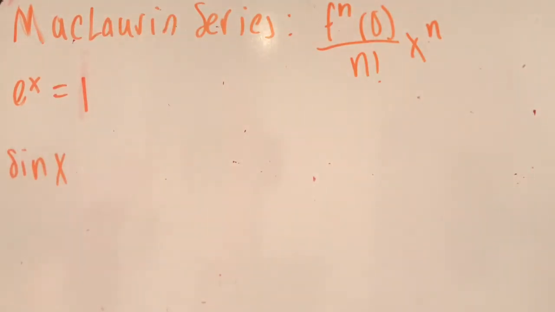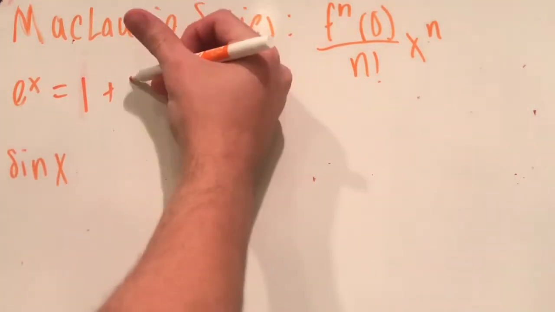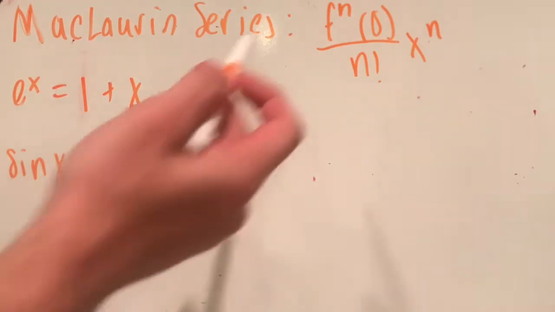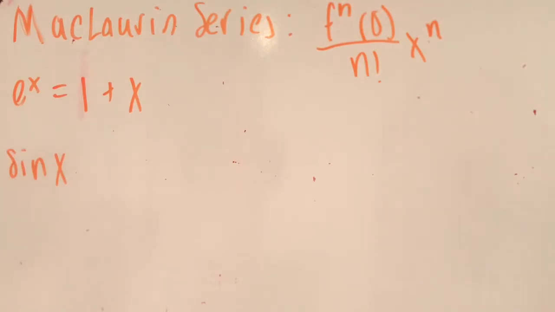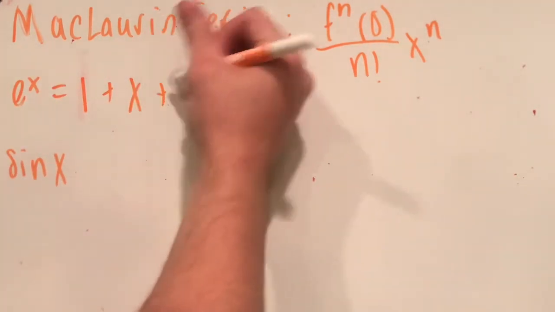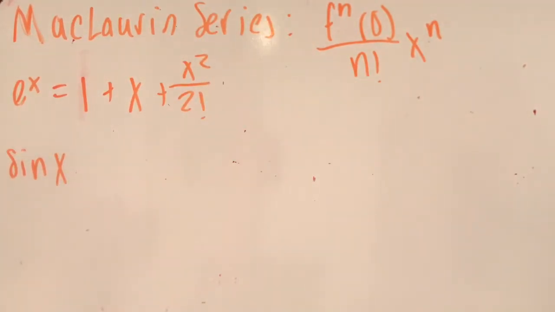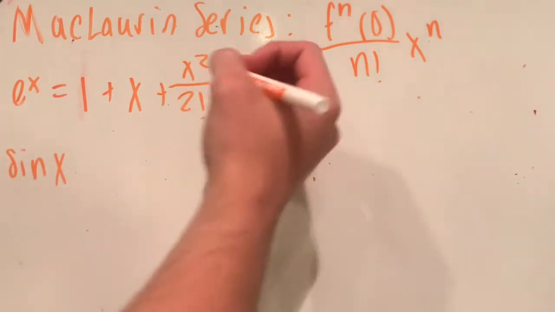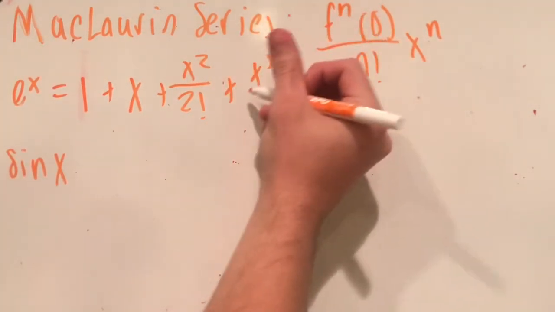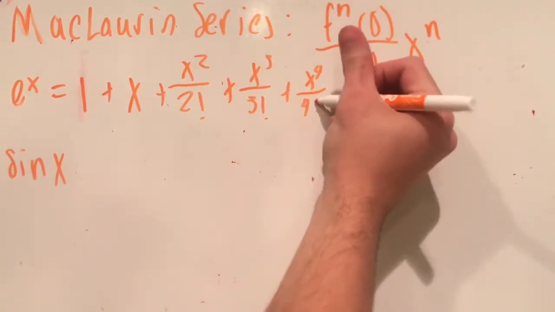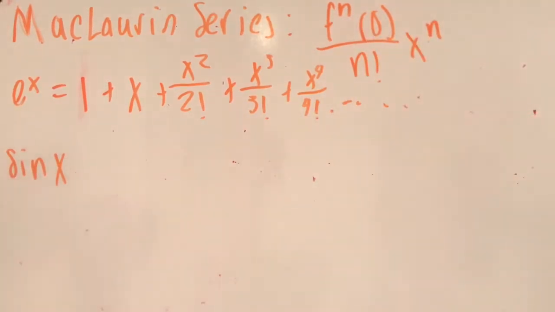Now, if you plug in the first derivative, e to the x's first derivative is e to the x, so you're going to be left with x. Now, if you plug in the second derivative, you're going to get the second derivative of e to the x times x squared over 2 factorial, so you're going to get plus x squared over 2 factorial. Plugging in the third derivative, e to the x, it's going to be the same thing, and it will follow a pattern: x cubed divided by 3 factorial, and x to the 4th divided by 4 factorial. That will go on forever.